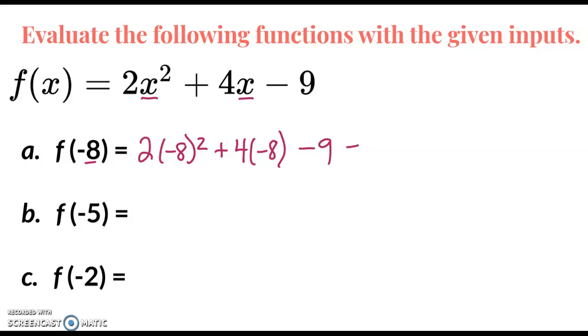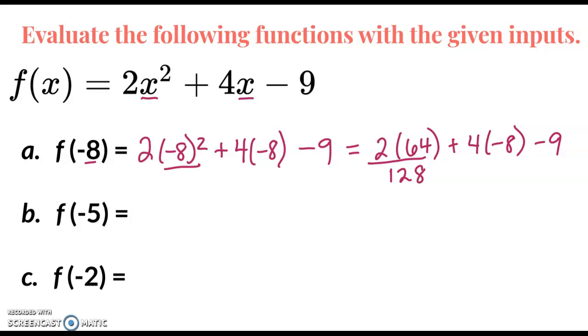Order of operations tells me I want to do exponents first. Now notice I am squaring a negative. -8 times -8 is going to be positive 64. So I'll just rewrite the rest of this. Next with order of operations is multiplication. So 2 times 64, that's going to be 128, plus 4 times -8, that's -32, and then I have minus 9. Now, if all I have left is addition and subtraction, I can just start from the left and move to the right.